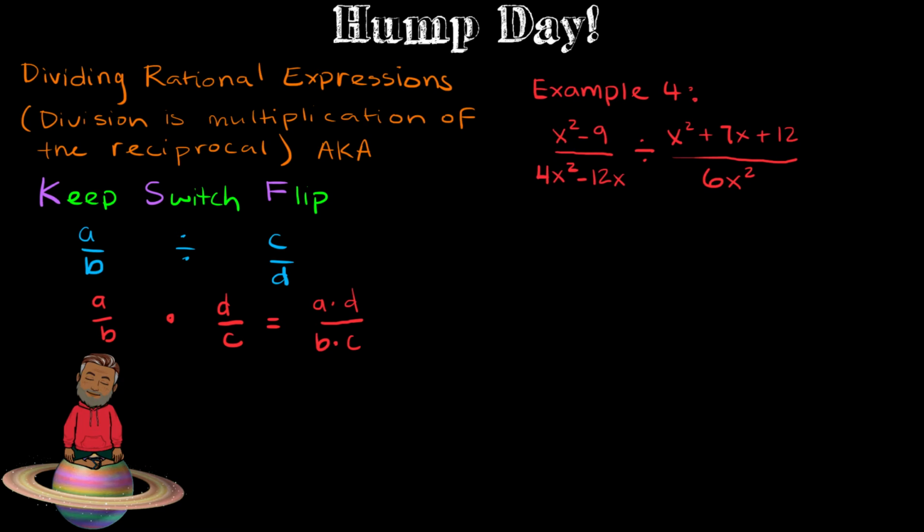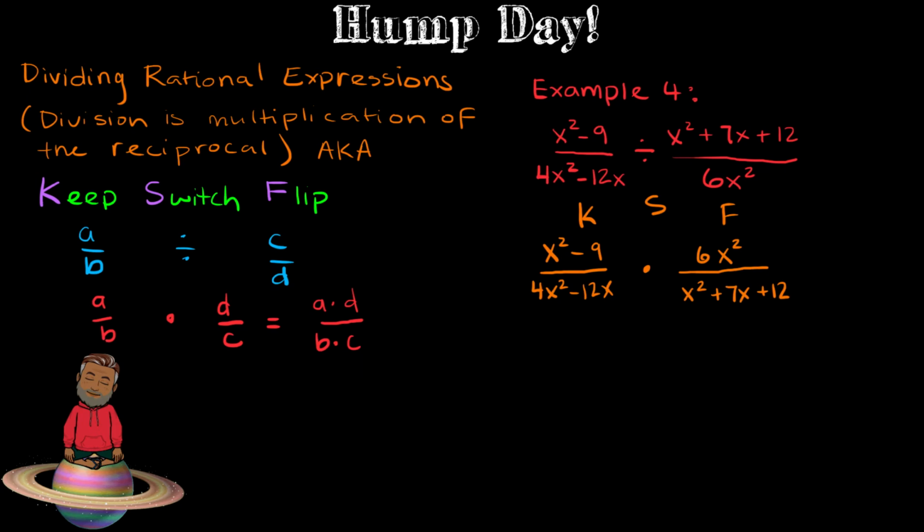All right, so first thing we're going to do is, since it's division, we're going to apply the keep, switch, and flip. So we're going to keep that first fraction, x to the power of 2 minus 9 over 4x to the power of 2 minus 12x. We're going to switch the division to a multiplication, and we're going to flip the second fraction, 6x to the power of 2 over x to the power of 2 plus 7x plus 12.